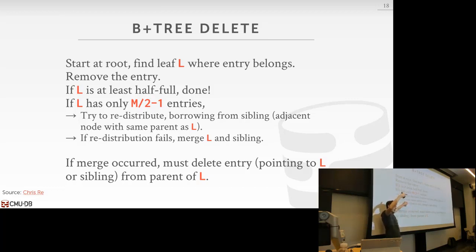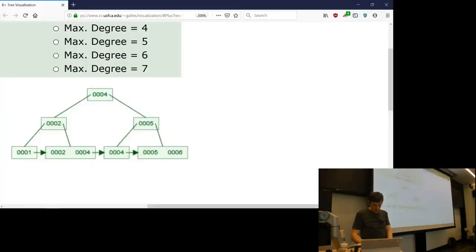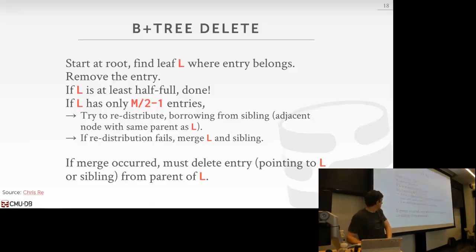Just like in splits, where I may have to propagate the change everywhere, when we merge and delete keys, our parent may now become less than half full and have to merge too, and therefore we may have to restructure the entire tree. All right, so let's go back to our example here and do our demo. Of course, now I have to figure out how to get to the top right corner.